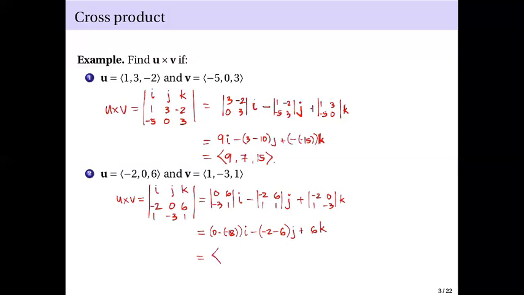And again, in vector form, this is the vector with components 18, 8, and 6. This is what you get. Any questions so far for the definition of cross product? We have this.